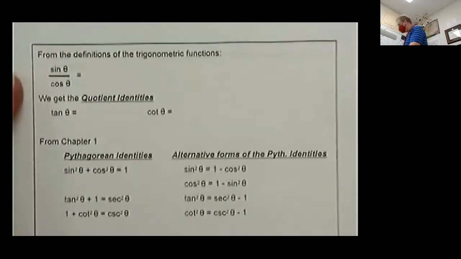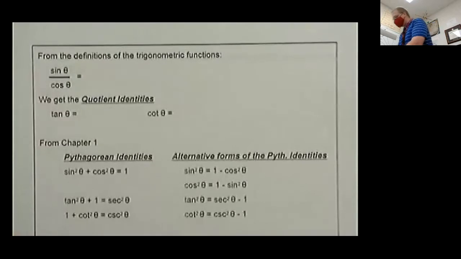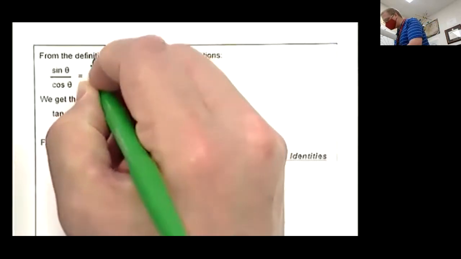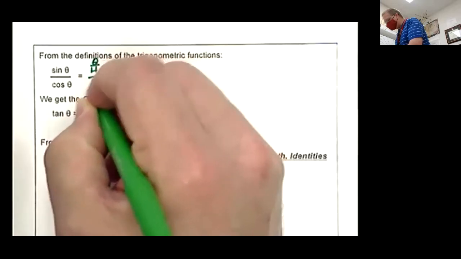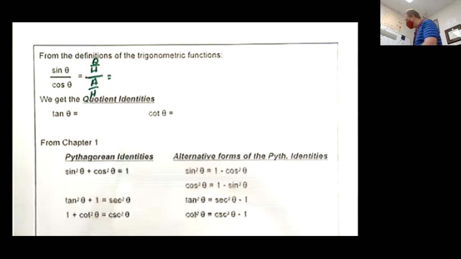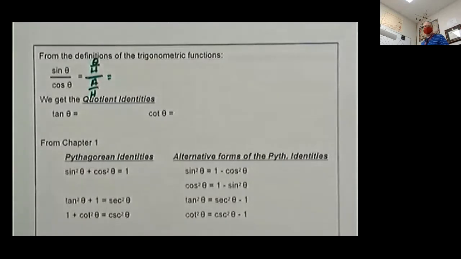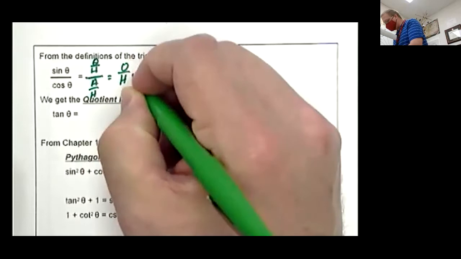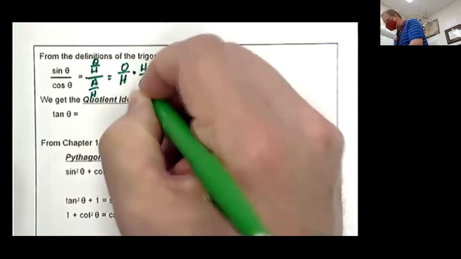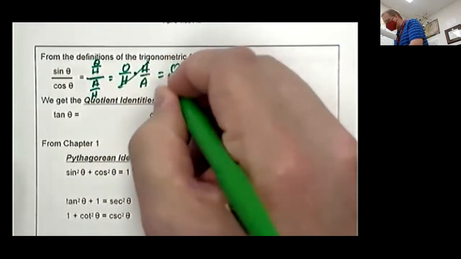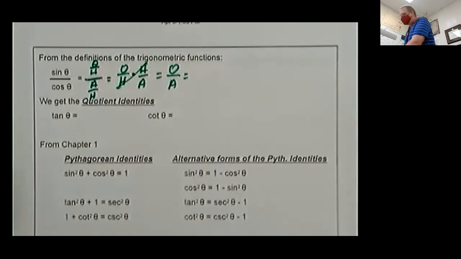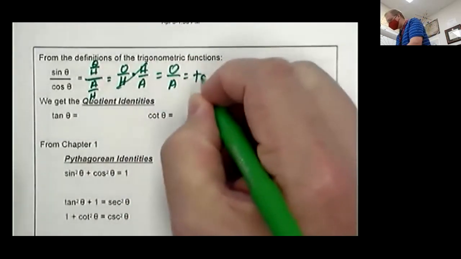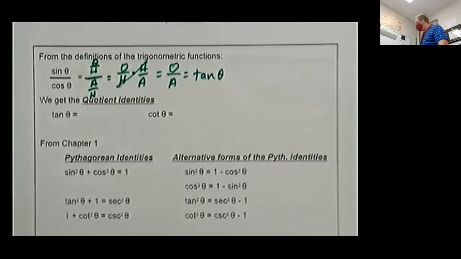So there's our 6 reciprocal identities. We also have our quotient identities that we looked at before. We recall that sine of theta is opposite over hypotenuse. Cosine of theta is the adjacent over hypotenuse. Well, that gives us a complex fraction. We know with complex fractions, we're going to flip that and multiply. So opposite over hypotenuse times hypotenuse over adjacent. Well, hypotenuses cancel, leaving us with opposite over adjacent. And opposite over adjacent, we know, is tangent of theta. Therefore, sine divided by cosine is tangent theta.